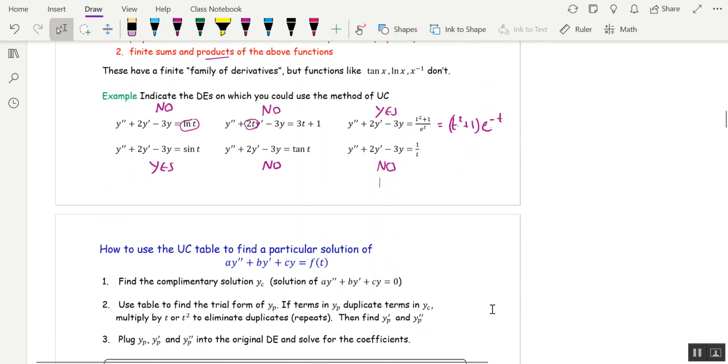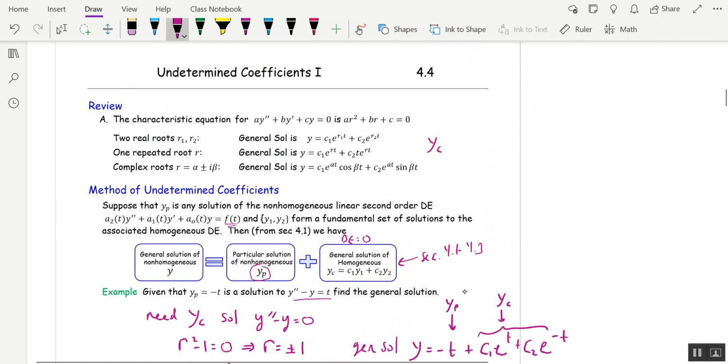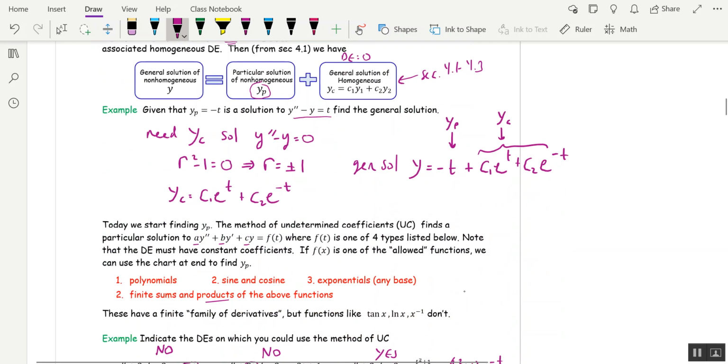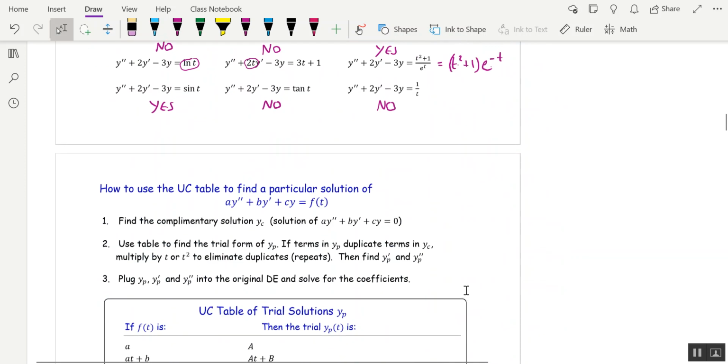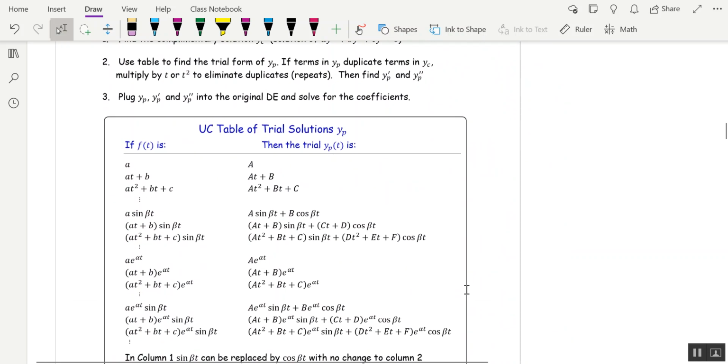Okay, so how to use UC. The first thing you're going to do, there's 3 steps. Find a complementary solution YC of the associated homogeneous. So that's using the rules at the top of the page here. You're going to use these rules to find YC. Then you're going to use the table here to find the trial form of YP.